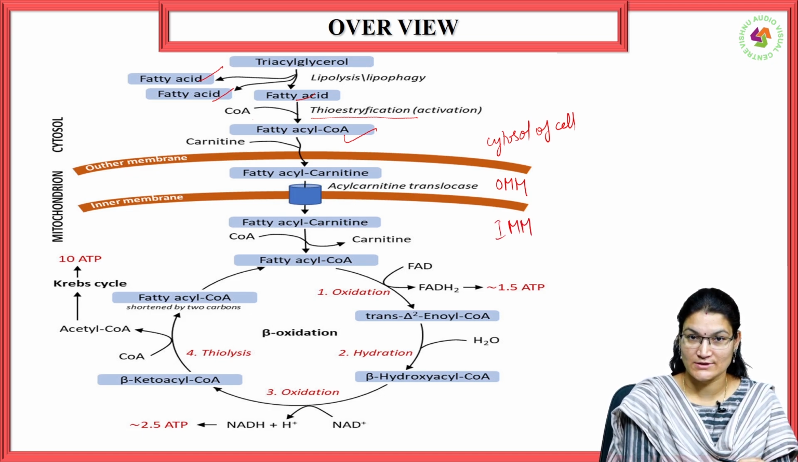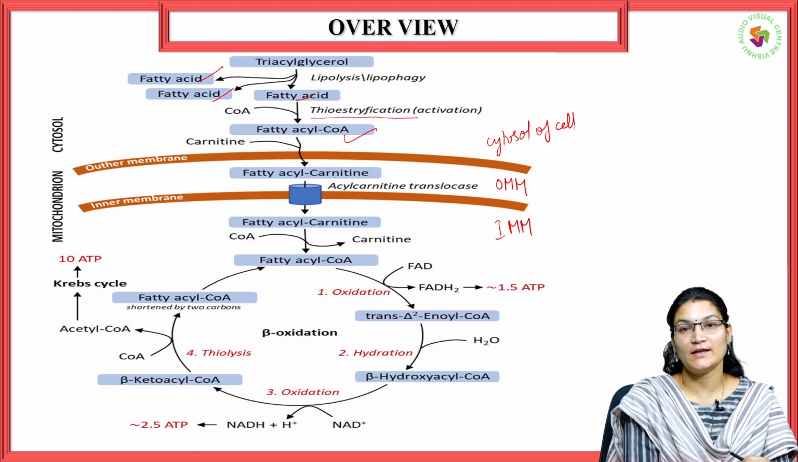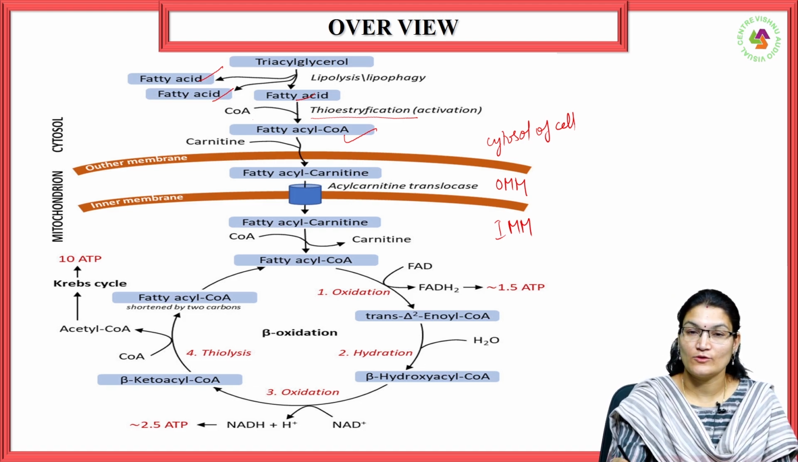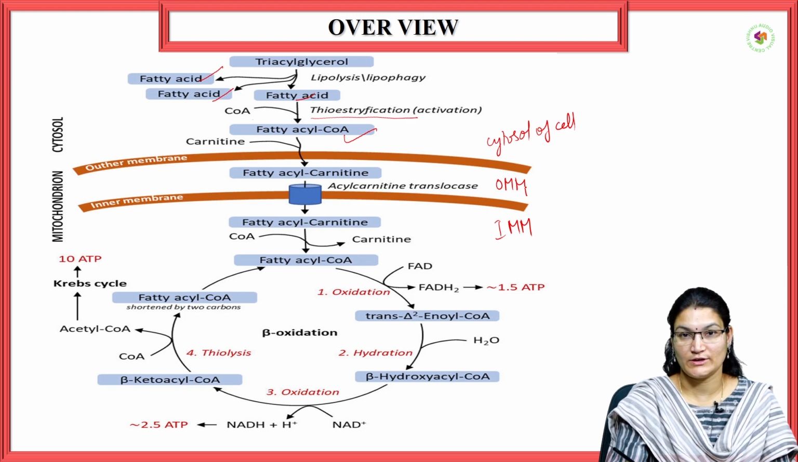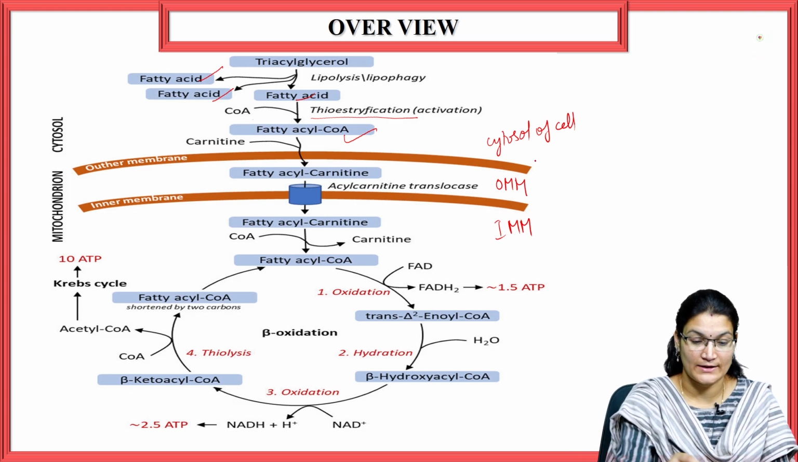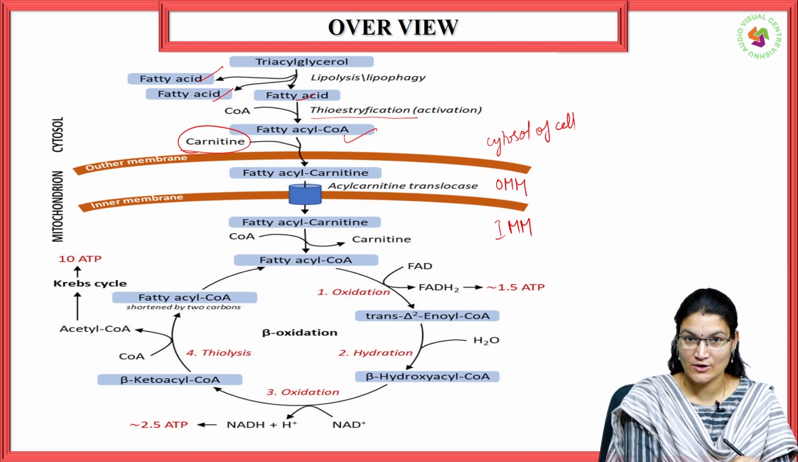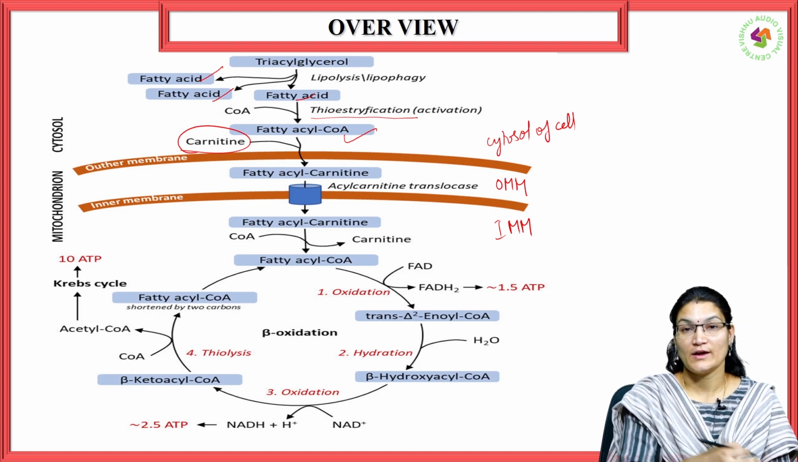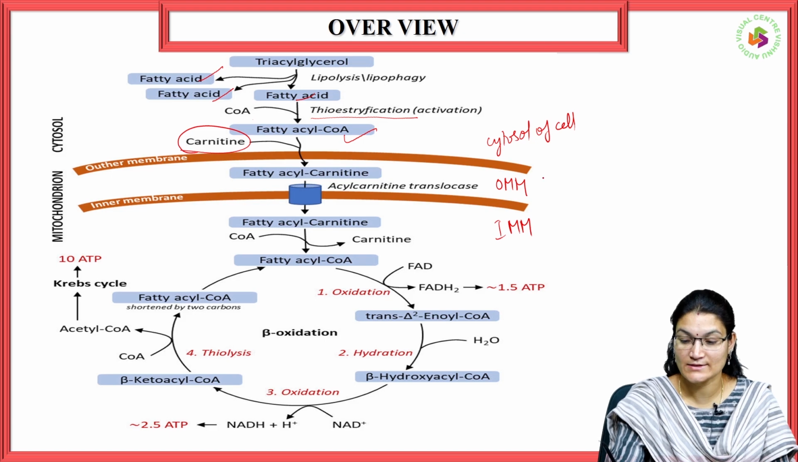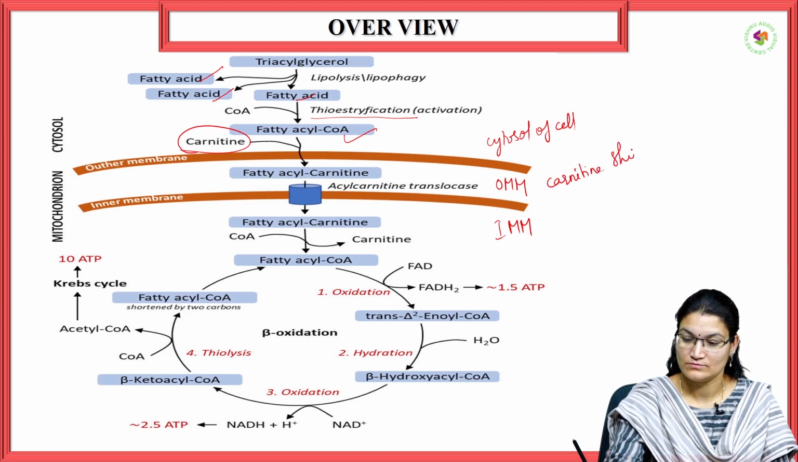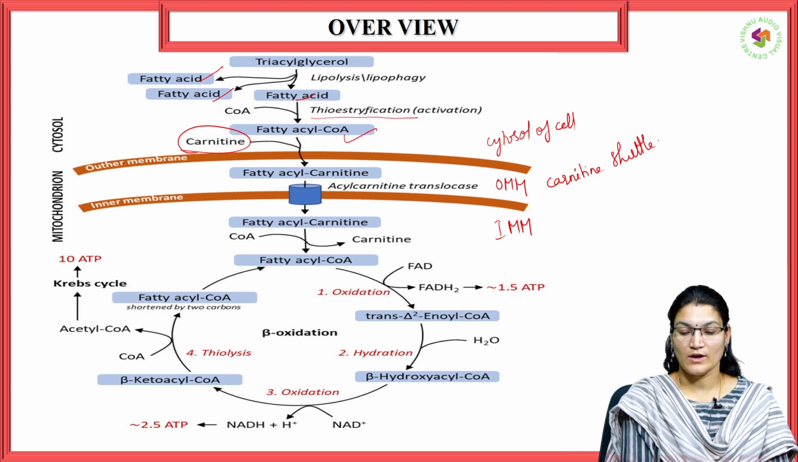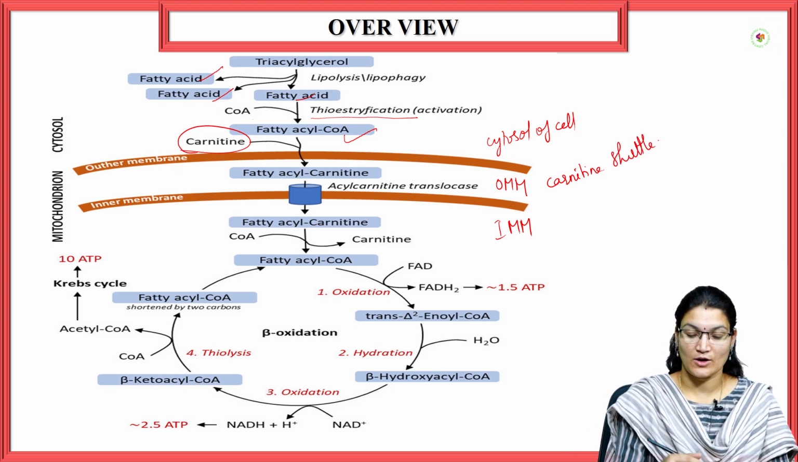So the beta oxidation cycle takes place in the inner mitochondrial matrix. And at the outer mitochondrial membrane, it gets transported from the cytosol to the inner mitochondrial matrix with the help of carnitine. And this process of transporting fatty acyl coenzyme A from cytosol to inner mitochondrial matrix is termed the carnitine shuttle.